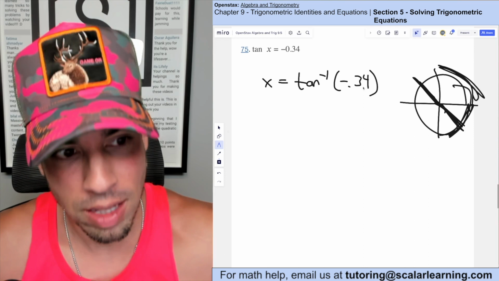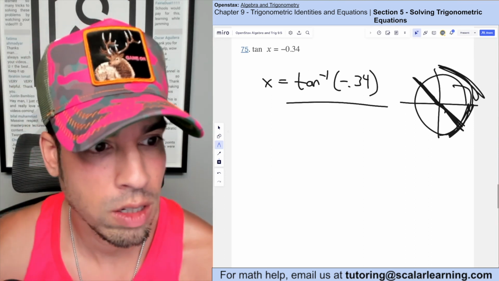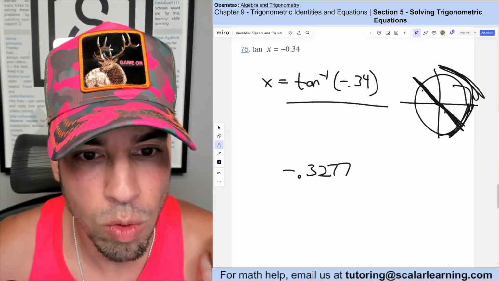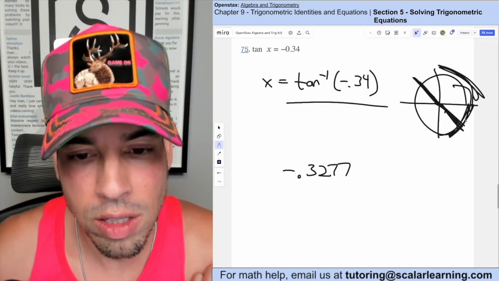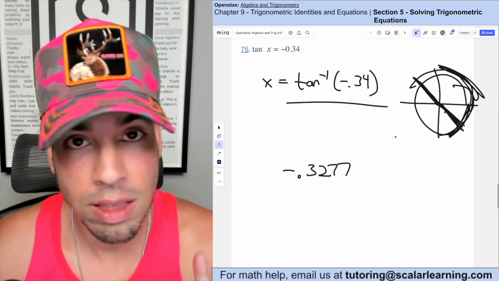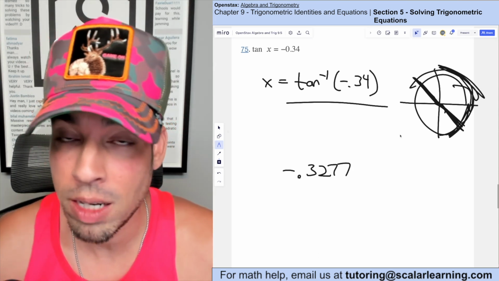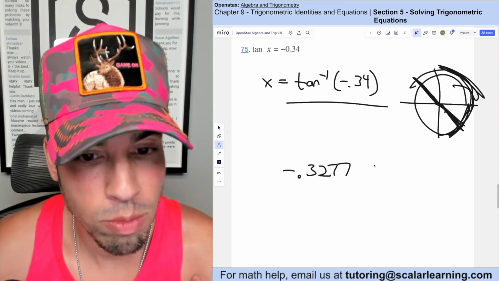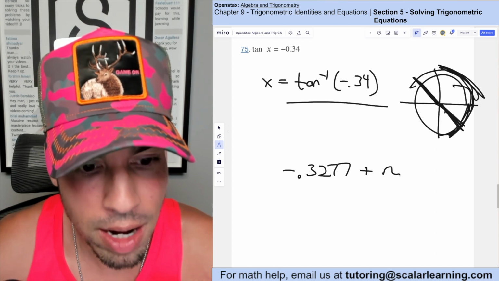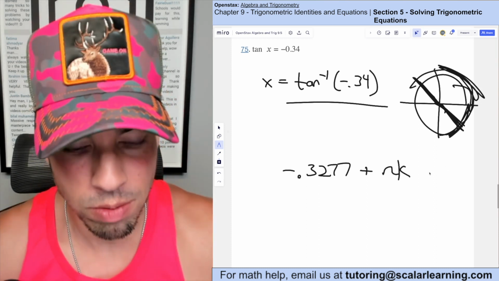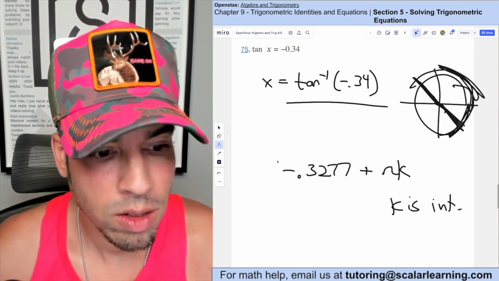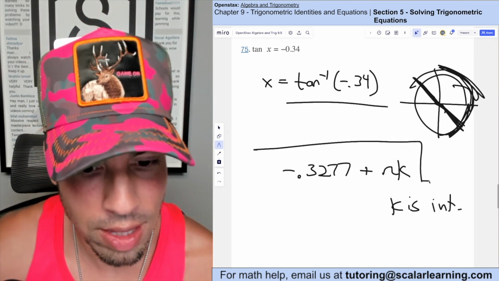So let's go to Desmos and see what this gives us. Here we get -0.3277. I said we also want this other angle, and look at this, we can just add pi to that. The other beauty of this is that the period of tangent is just pi, not 2 pi like sine and cosine. So once we get a single value that works, we just add pi and different multiples of pi to this, hence k is any integer. And we got every solution. So that's how you do it.